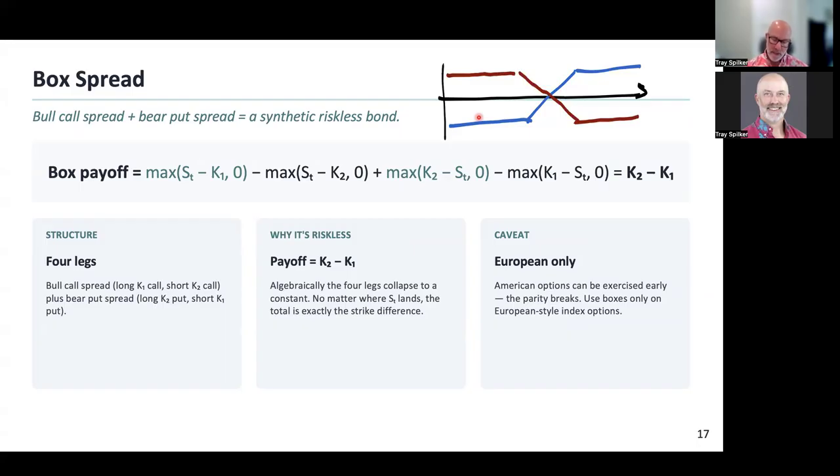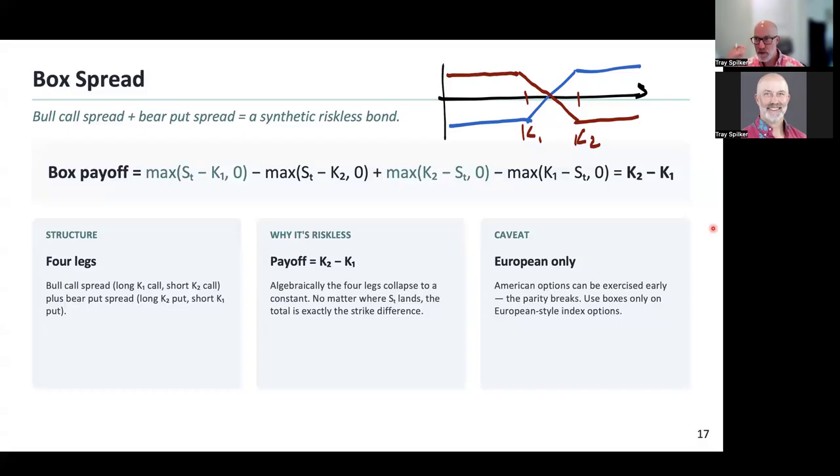Well, you can see that the payoff here looks roughly like a synthetic riskless bond. In fact, in terms of the theory, this is K1, and this is K2, just to give you a graphical representation here. The payoff is going to be the difference between K2 and K1. This is basically a synthetic zero coupon bond that pays the difference between those two strikes at the maturity.